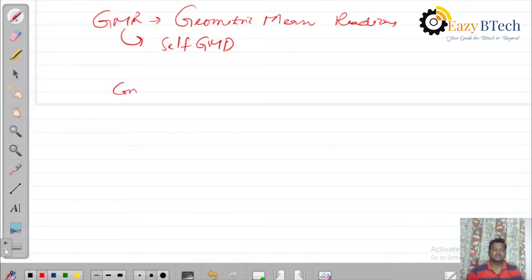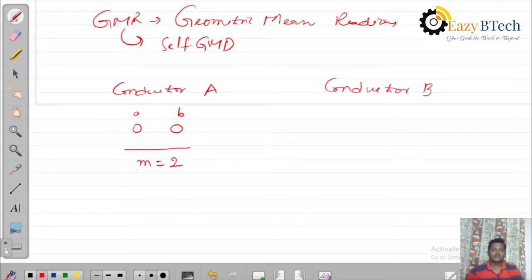Suppose assume that there are two conductors, conductor A and conductor B, with subconductors. Let M be the total number of subconductors in conductor A, that is 2. Assume conductor B has 3 subconductors, numbered 1, 2, 3. Therefore, N, the total number of subconductors in conductor B, is 3.